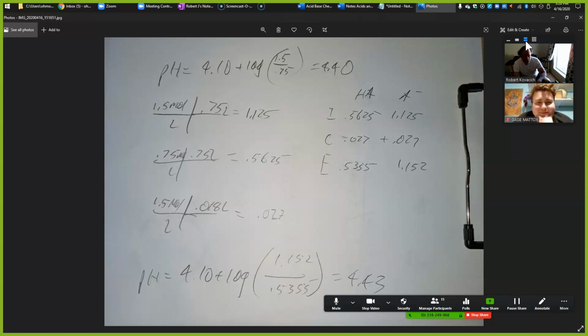Are the bases always supposed to go on the top? Yep. Okay, that's what I did wrong. The salt will always go on the top. I just picked the wrong acid. Otherwise, I did it fine.